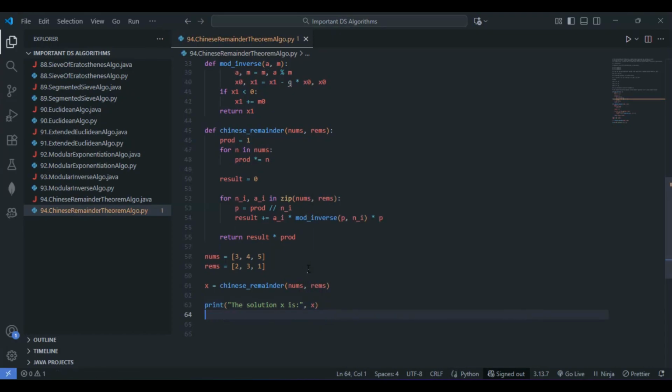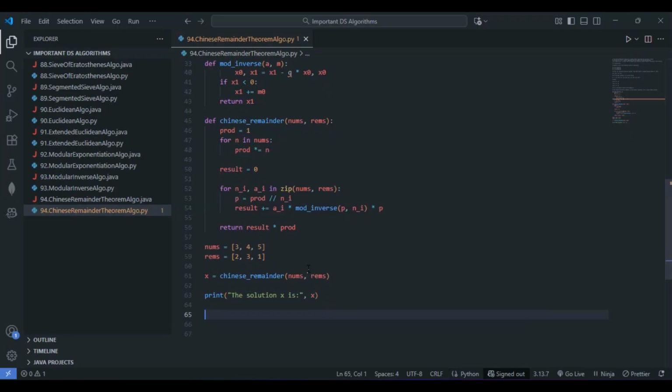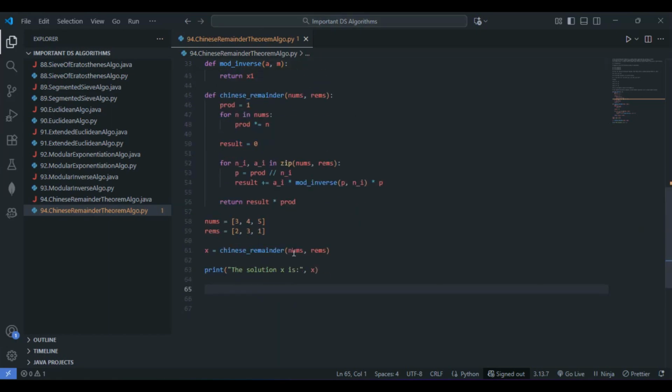Yep, so this is it for the example usage. Now we have discussed the algorithm step by step, and we have the complete idea of the algorithm. Now let's discuss the output part. What is the output that we need to get here? For the solution of x, we have to get the output 11.